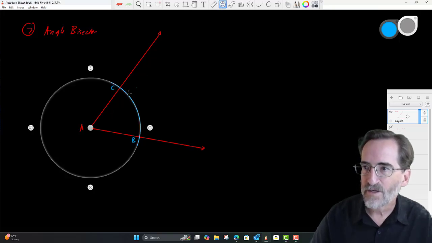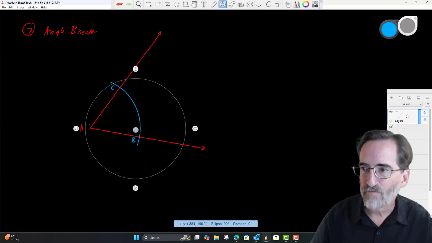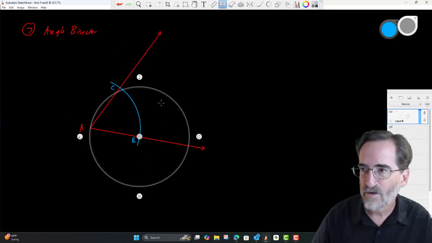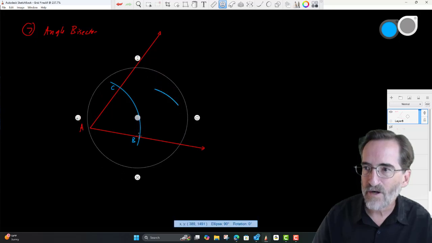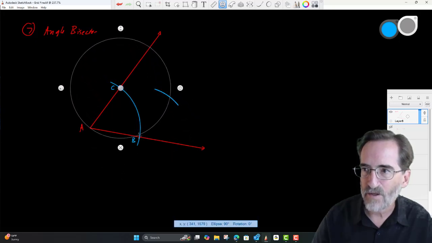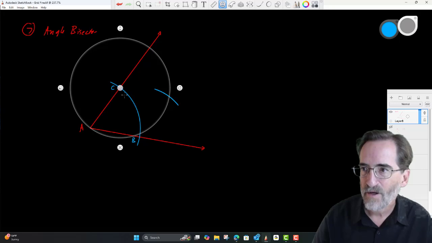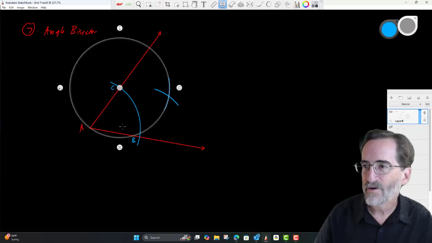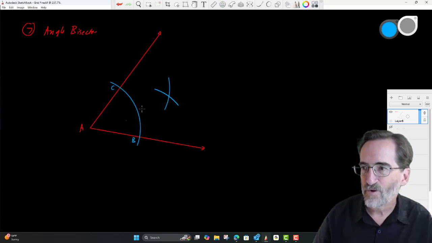Now take your compass and put it on B. You can change the size of the compass here or not, but we're going to draw an arc in the interior of the angle, between B and C. We've got to copy the same arc, so keep the compass setting the same. Put it on C and draw an arc that intersects the previous arc. Label the intersection point D and draw ray AD.